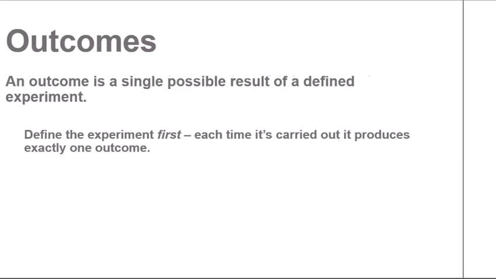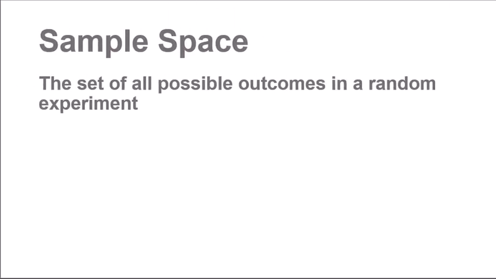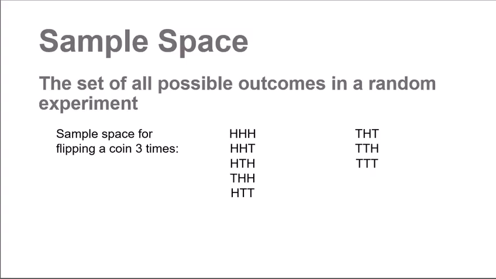Now the sample space is the set of all possible outcomes from a random experiment. So in the previous example, if I'm flipping a coin 3 times, there are 8 possible outcomes if we list them all out, and that would be the sample space. So the sample space is this list of 8 possible results. Here I've abbreviated them HHH, HHT, HTH, THH, HTT, THT, TTH, and TTT. So these are all the possible combinations of heads and tails from 3 different flips.